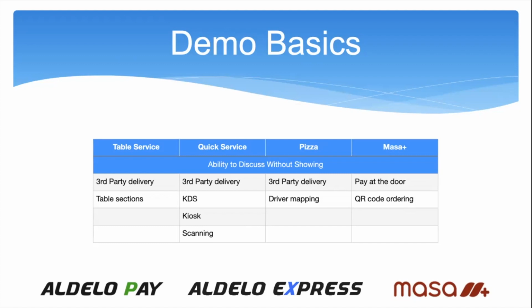You need to understand and discuss table sections and how you can add those. You should be able to discuss KDS, kiosk, and scanning. You don't have to own a scanner. I'm not asking you to do that, but I am asking you to understand what type of scanner, how that scanner would work, and to be able to discuss it with confidence. The same thing with kiosk and KDS.